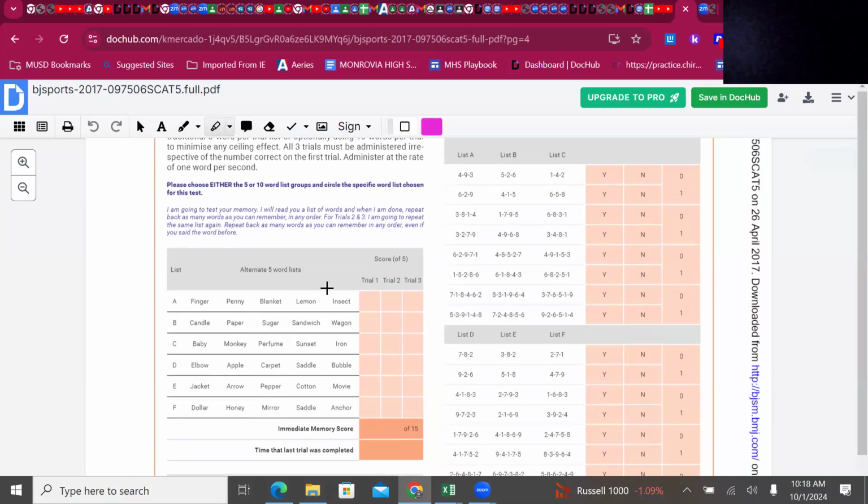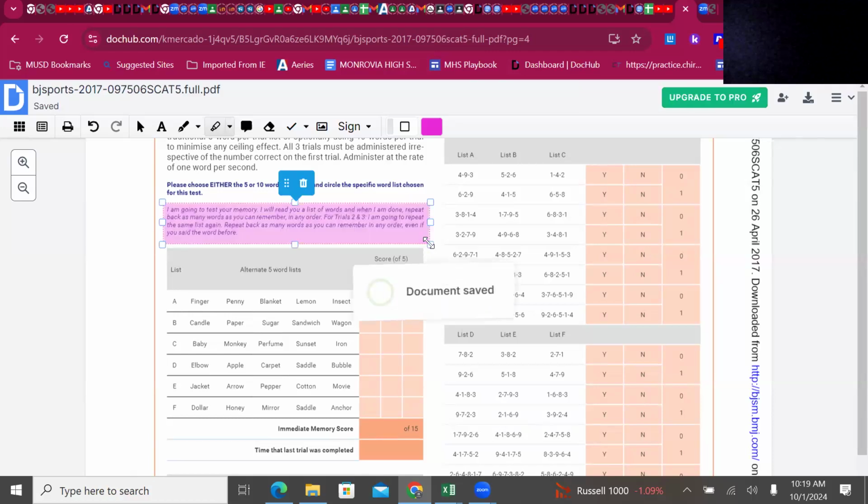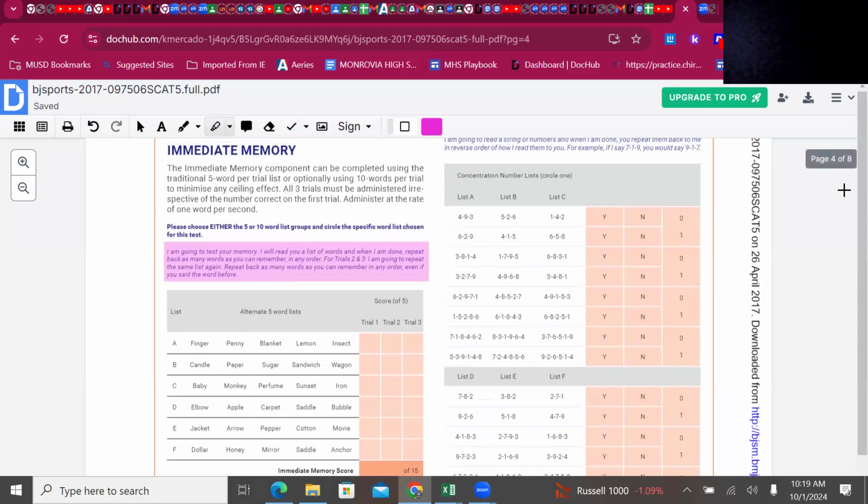So what you're going to do is highlight this area. I'm just going to go over this with you real quick. The immediate memory component can be completed using the traditional 5-word per trial list or optionally using 10 words. We're going to use the 5-word trial. All 3 trials must be administered irrespective of the number correct on the first trial. Administer at the rate of 1 word per second.